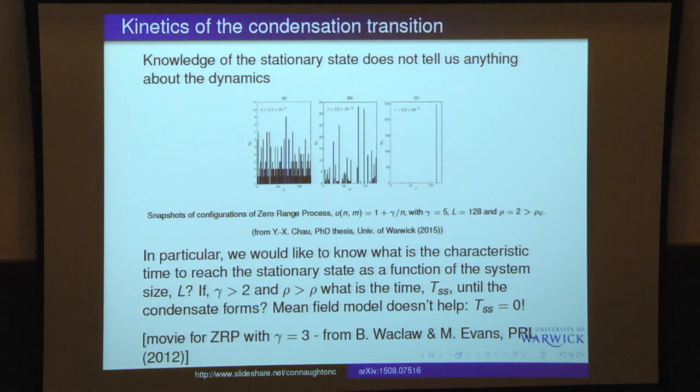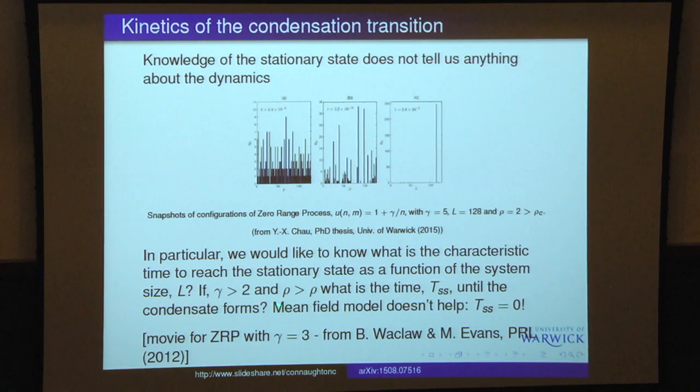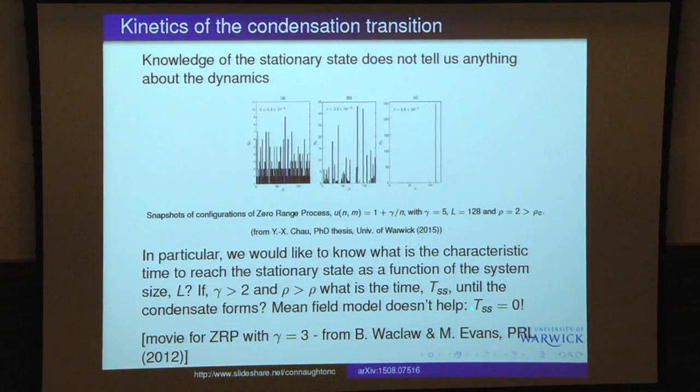So the question is, what's the time until the condensate forms? Well, the mean field model doesn't really help, because according to the work of Van Nijm and co, in this regime, when gamma is greater than 2, you have this instantaneous gelation in this model. So the mean field model doesn't help.